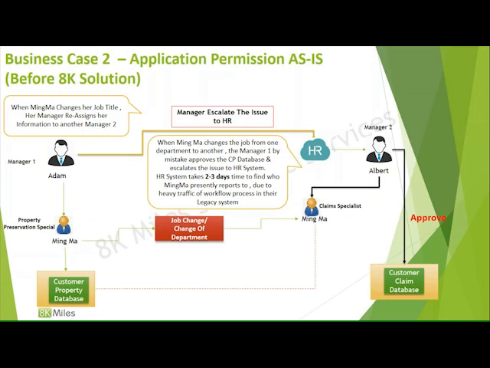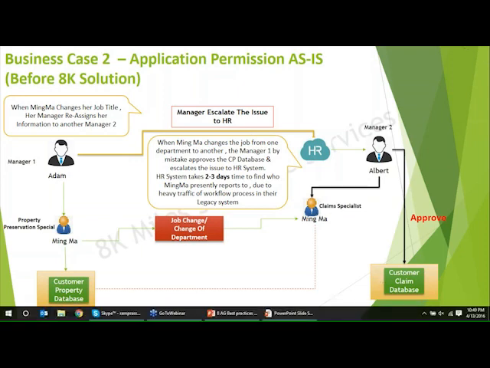Now the HR identifies who Mingma is actually reporting to, and he is only able to see the current database which she has to own. So Albert does not know the history of Mingma, and he only approves the current information. As of now, she has to log in. Today Mingma can still log into the customer property database, which is ideally wrong.